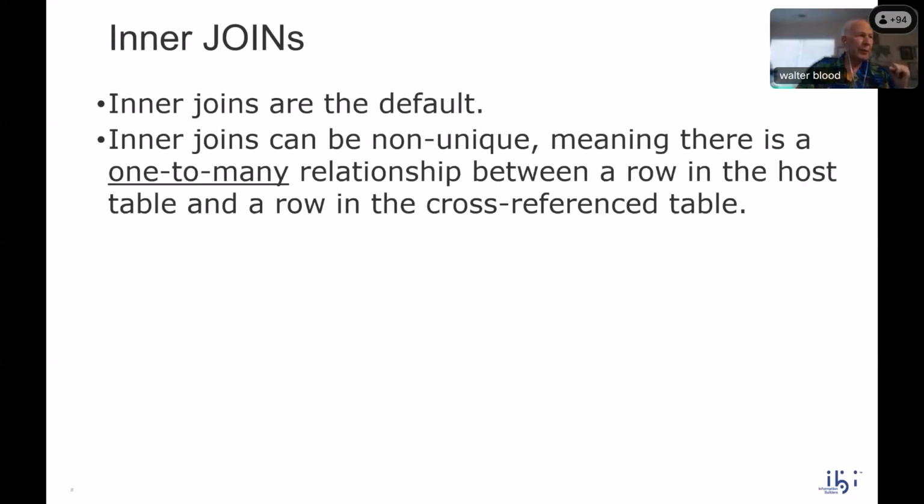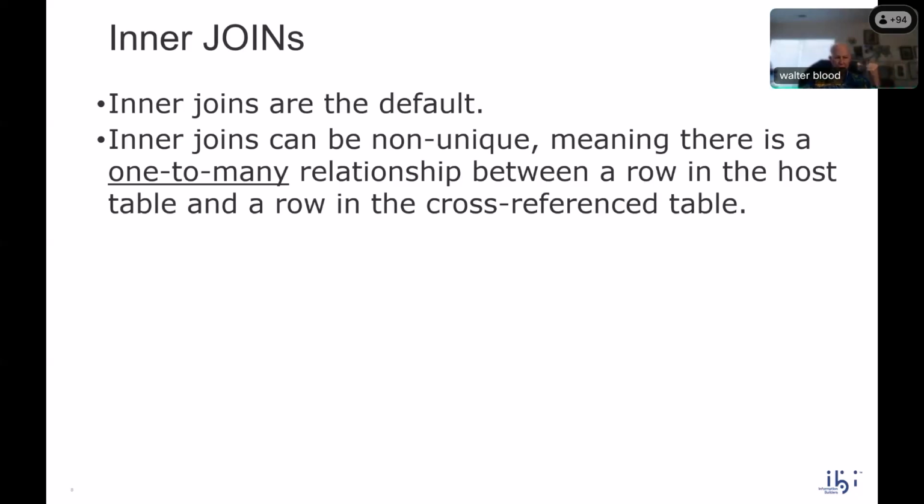They can be non-unique, which means that there's going to be a one-to-many relationship between the host and the cross-reference table. There may be multiple records in the cross-reference table that relate to that one row in the host table. And that's kind of normal.